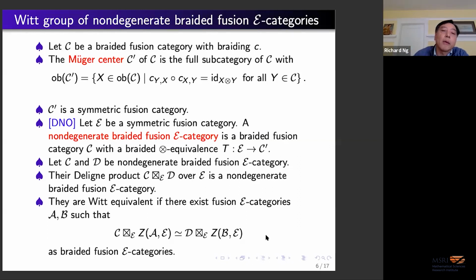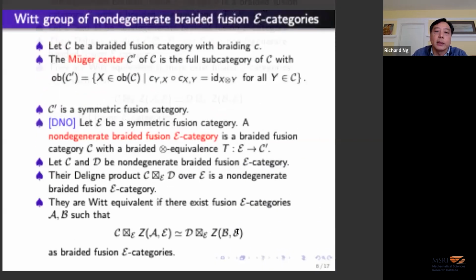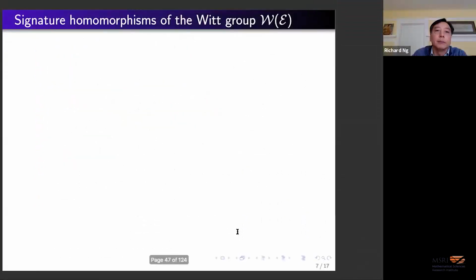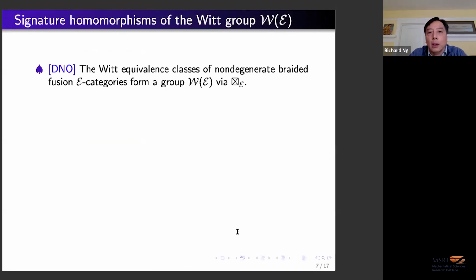Okay. So then you define the Witt equivalence of them. Then you can see that now I can define the signature homomorphism. So it's somewhat like the Witt group, except that you have to take care of this factor epsilon, or input data epsilon. So the Witt equivalence classes of non-degenerate braided fusion epsilon categories form a group under this tensor product over epsilon, just like the ordinary one.